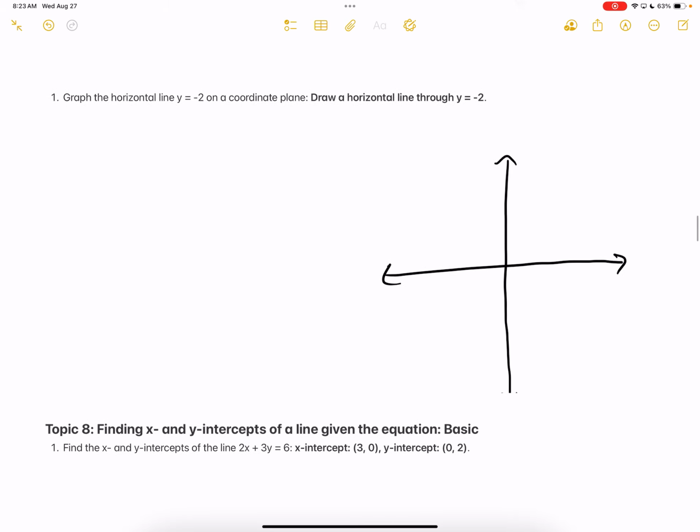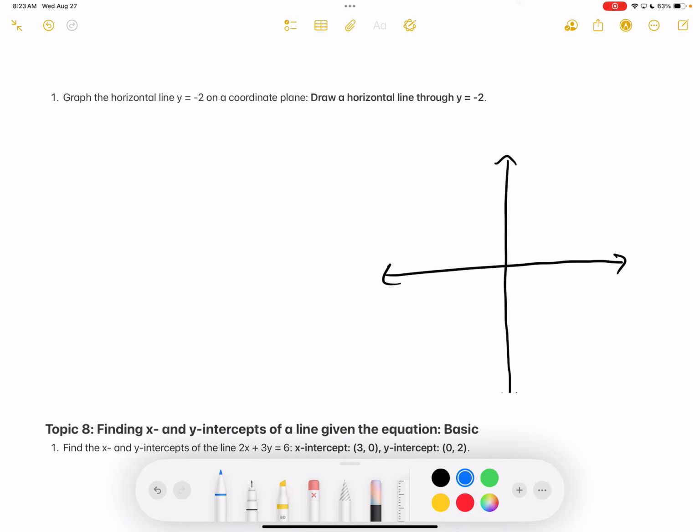All right, if it's y equals a number, y equals any number, it is going to be horizontal. Again, the way you can look at that is if you go to y equals negative 2 on this one, it wouldn't really make sense to draw it this way. So it's going to be this way. And again, this is saying it does not matter what x is, y is always going to be negative 2.